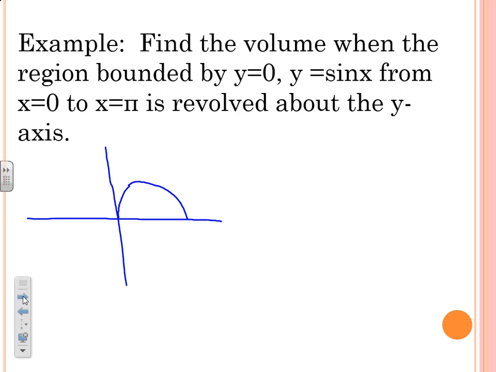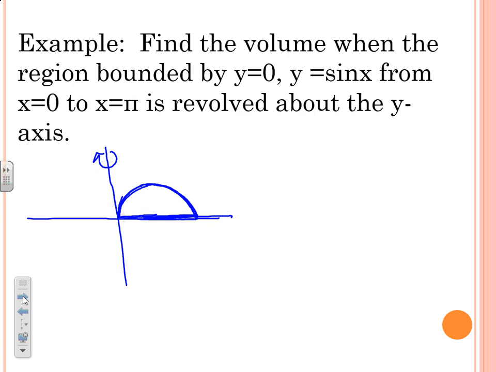Oh, that is perfect. Okay. There's our region. I was trying to highlight it for you and then I need to fix my projector. It's all wonky. Okay. So here's the sine of x from 0 to pi, also bounded by y equals 0. We're going to take this and we're going to rotate it around the y-axis.